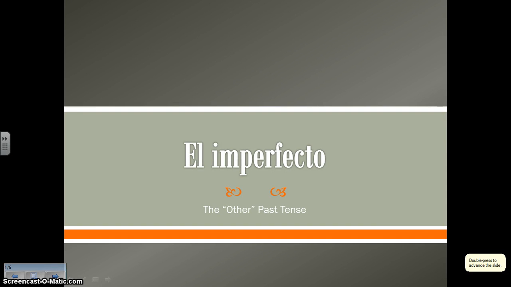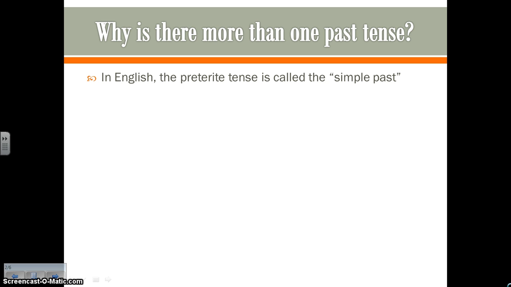Alright, estudiantes, today we have an exciting day in Spanish because you guys are going to learn about the other past tense. So far we've been working with the preterite, that's one past tense. Now today we're going to talk about el imperfecto, or the imperfect. Alright, so let's marinate this. Why is there more than one past tense?